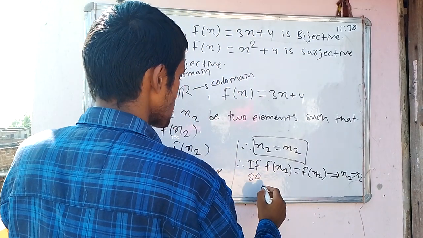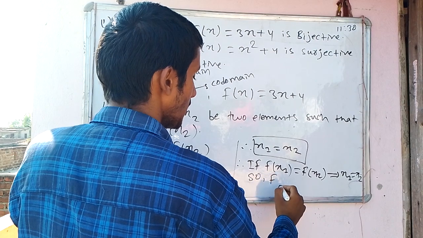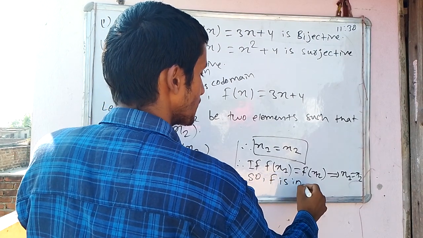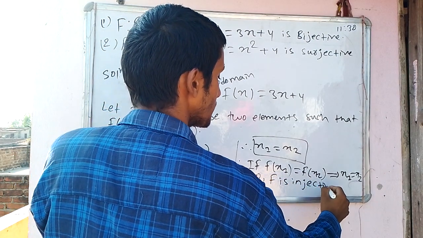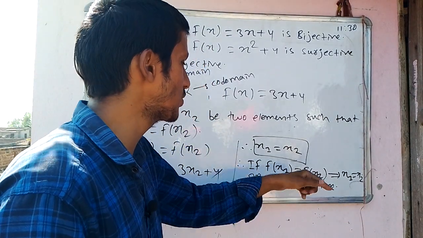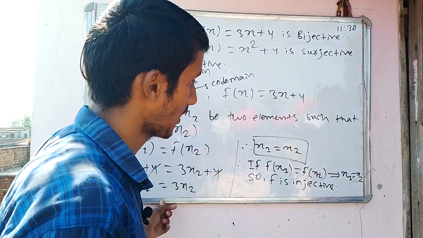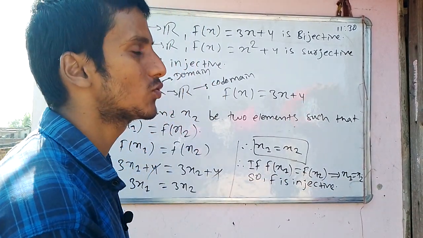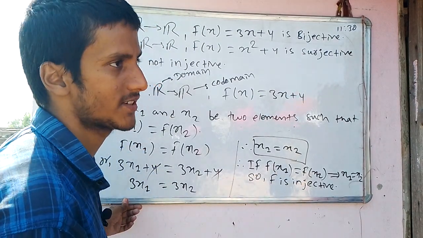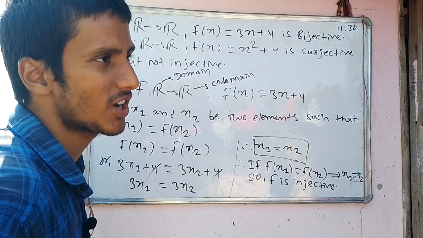So the function f is injective. Did you get it? Okay. So if f of x1 is equal to f of x2, this implies that x1 is equal to x2, and this is why f is injective. Easy.